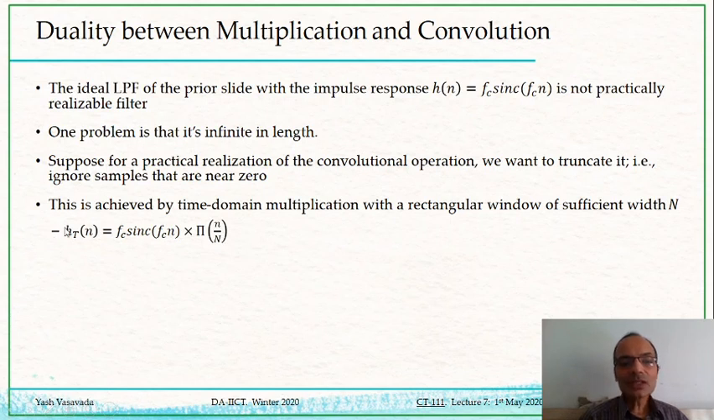So maybe this h capital T of n is something that is practically realizable because it has only capital N non-zero samples. And so those N samples can be stored, for example, in the computer memory.